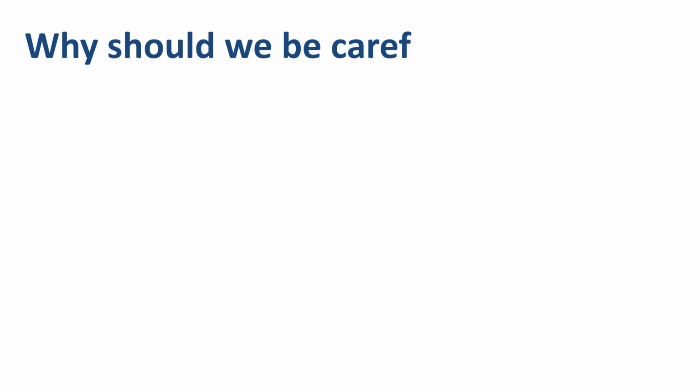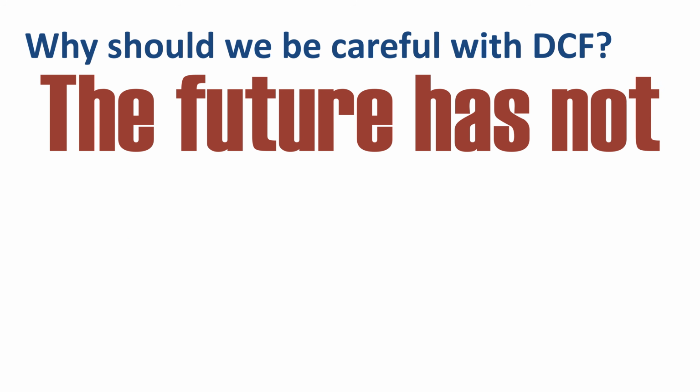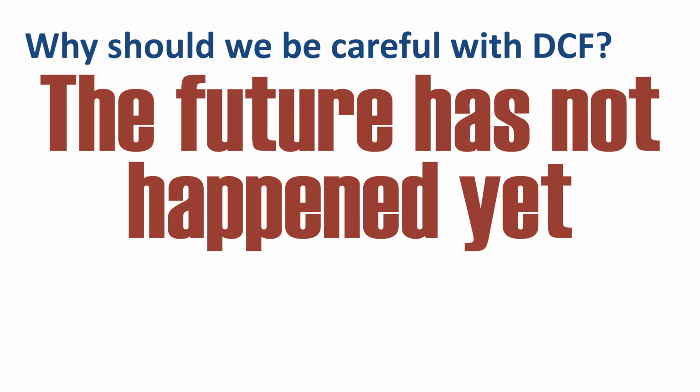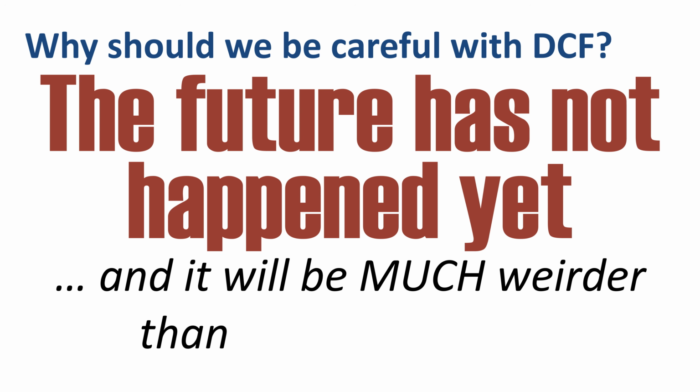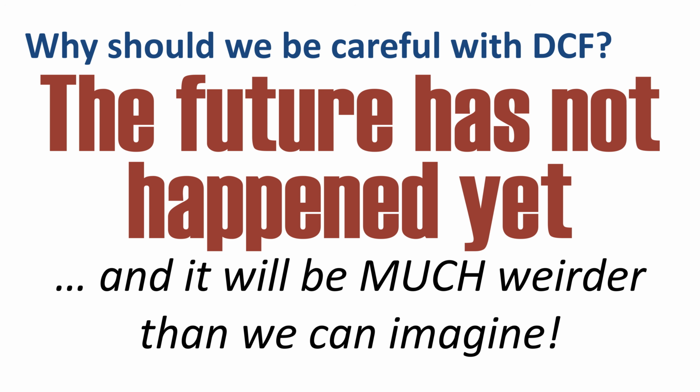Why should we be careful with the discounted cash flow method? Because it involves predicting the future, and that future has not happened yet. Well done, Sherlock. Nice that you figured that one out. No, wait. The point is that the future will be much weirder than we can imagine. The big unexpected events are the things that shape the world, and those are not included in forecasts simply because, by definition, you can't predict them.